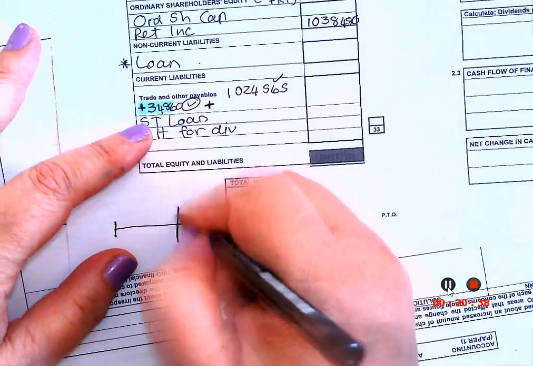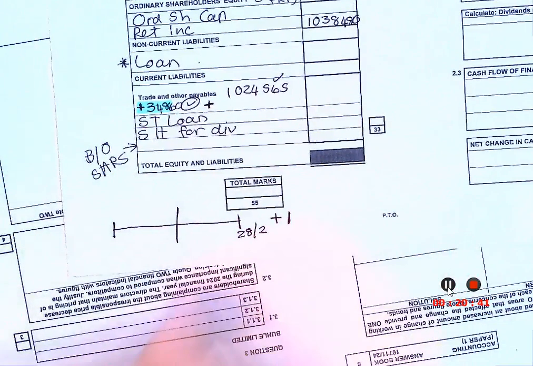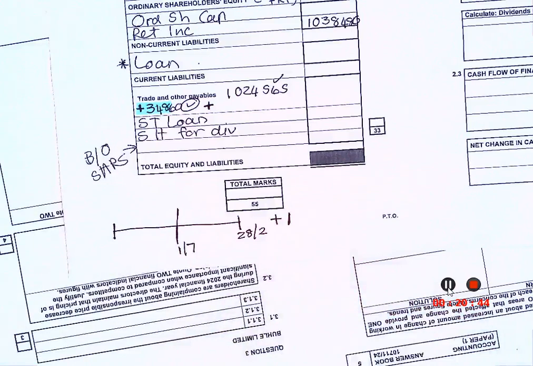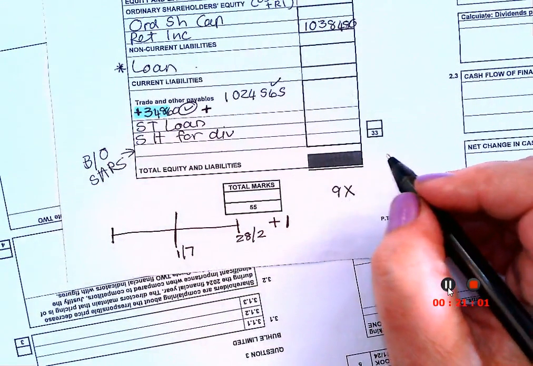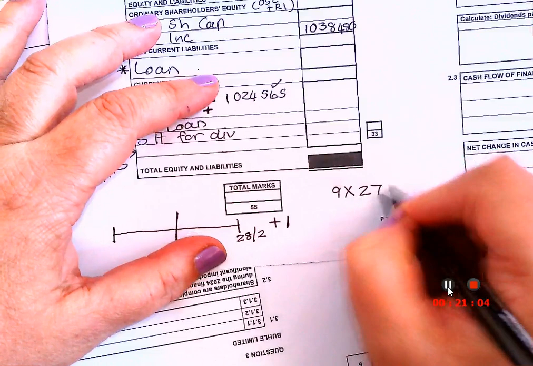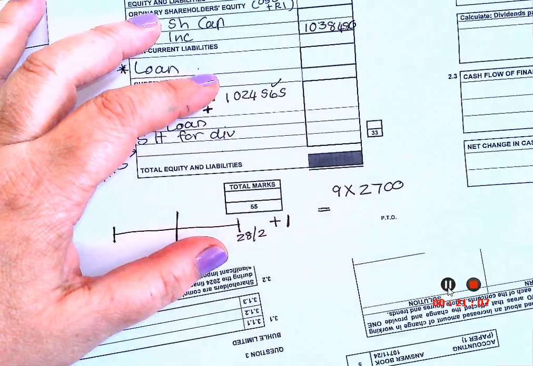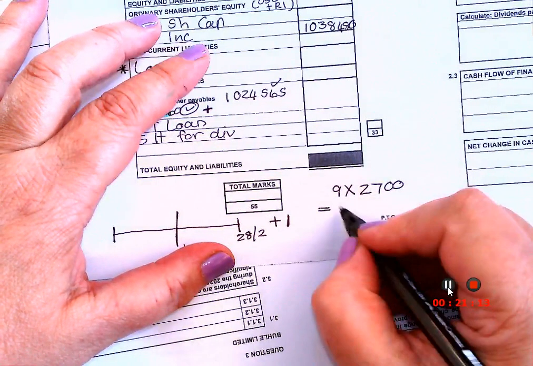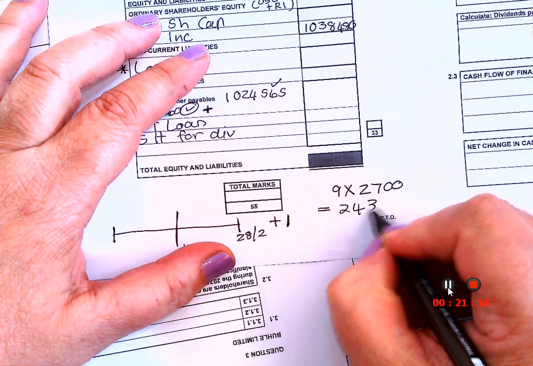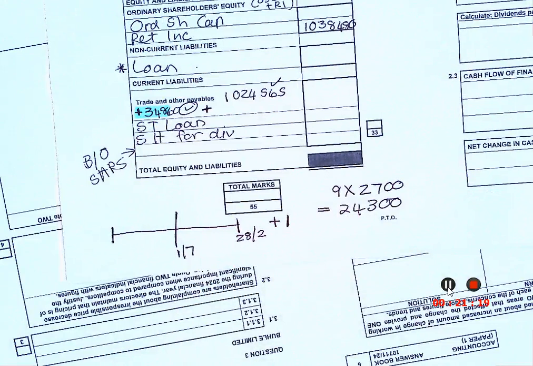Now they tell me the rent increased on the 1st of July. So how many months did this tenant pay the increase? July, August, September, October, November, December, January, February, and March. So it's 9 months. So for 9 months, he paid 2,700 more. So how much did he pay more? What is 9 times 27? So this is how much he paid extra.